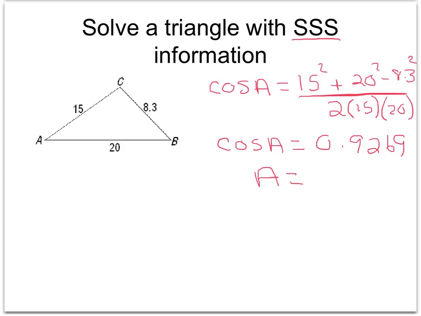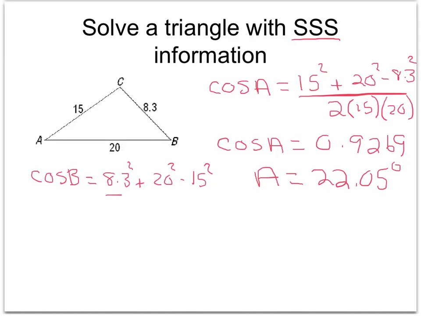You get about 22.05 degrees. We're going to do the same thing for another angle, so we can try cosine of B. This time we get a squared plus c squared minus b squared over 2 times a times c.